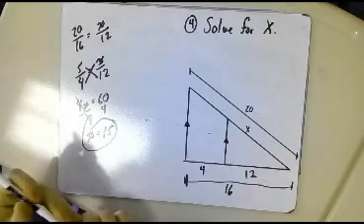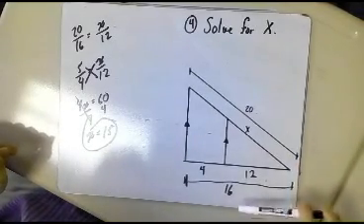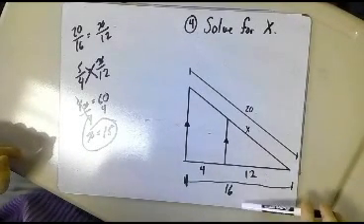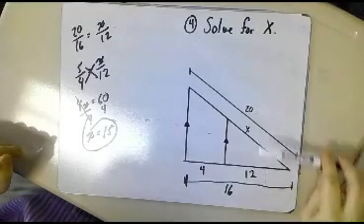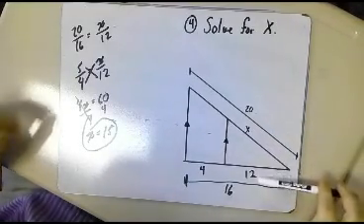Okay, guys? Like I said, the whole thing is just make sure that the direction is constant. So 20 over 16, x over 12. Start, finish, start, finish.